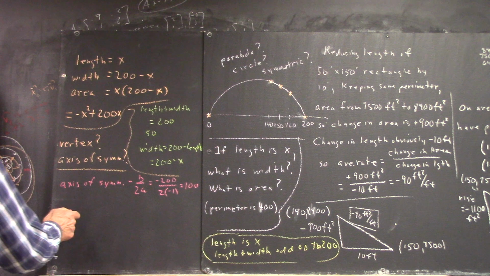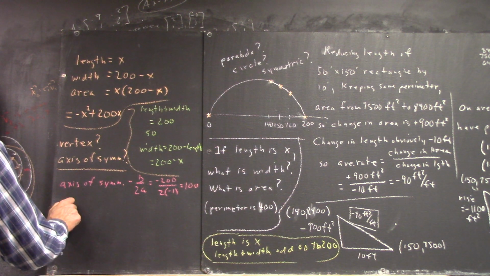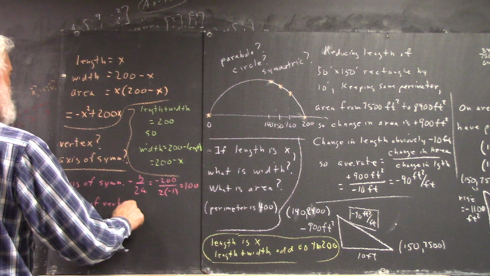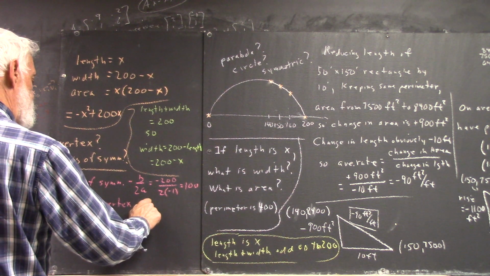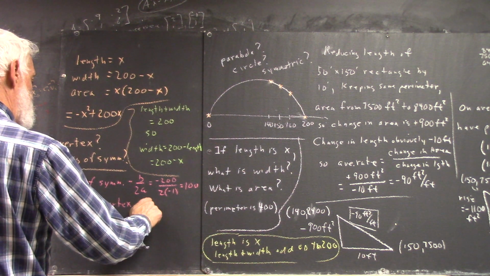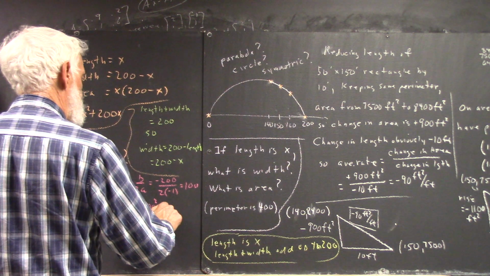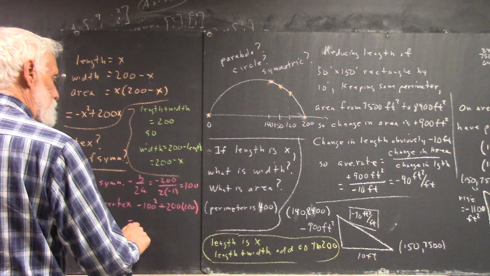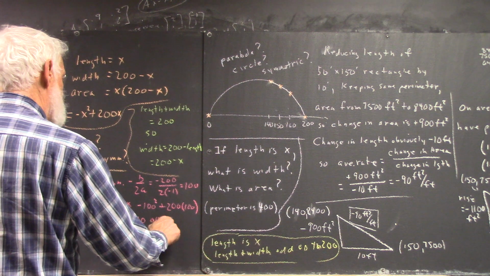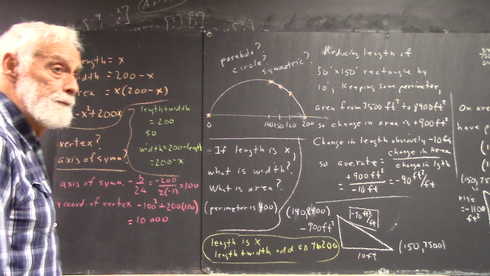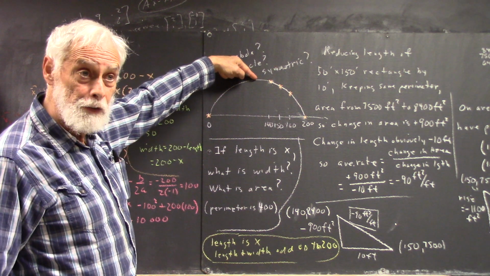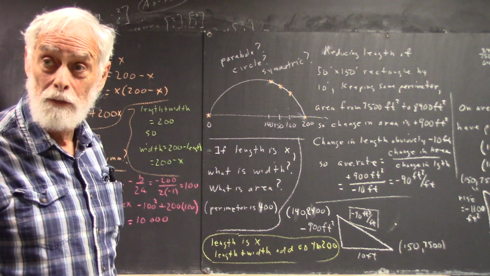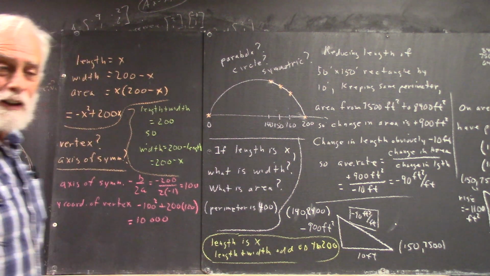Axis of symmetry is 100. The y-coordinate of your vertex is negative 100 squared plus 200 times 100 equals 10,000. Now, if this is 8,400, does it look like 10,000 might be the max? Well, not quite to me, but you know, this is a hokey looking graph, okay? Not a very good graph.